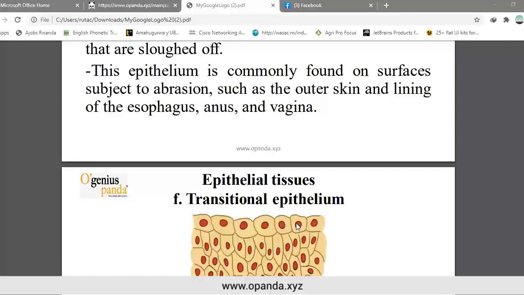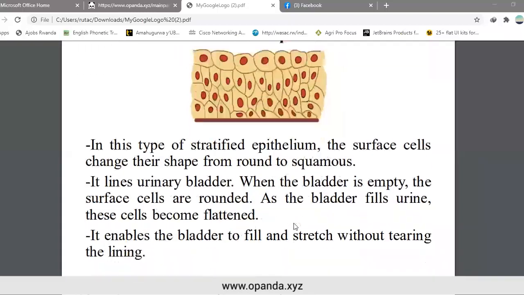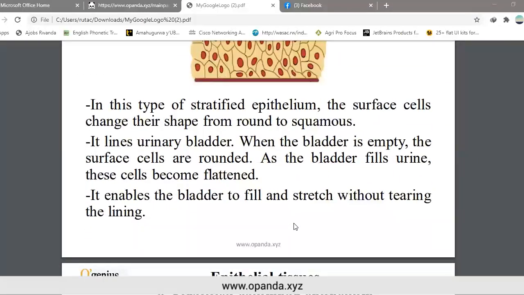We have transitional epithelium. This is a type of stratified epithelium. The surface cells change their shape from round to squamous. It lines the urinary bladder. When the bladder is empty, the surface cells are rounded. As the bladder fills with urine, these cells become flattened. It enables the bladder to fill and stretch without tearing the lining.